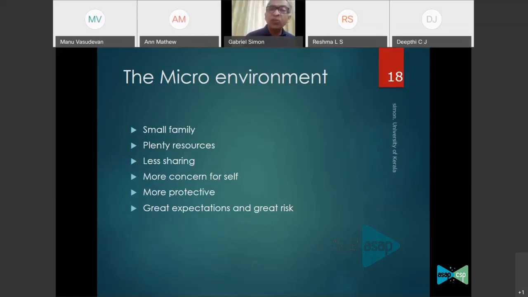The resources that can be shared per member in a family obviously go up. You have one or two people earning and three or four members. Again, there is a tendency to have a lesser amount of sharing within the family, because you have resources, fewer people, and you enjoy that. Where you have a big joint family with a large number of members, you cannot do anything without sharing. So here there is a lesser possibility for sharing. There is more concern for self.